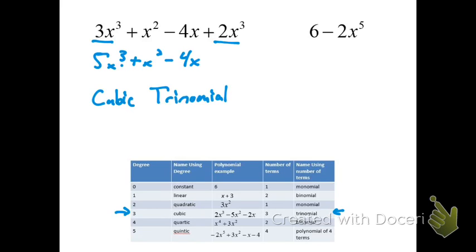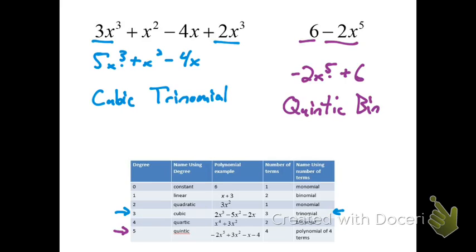Okay, check, check. Now over here, these just need to be reorganized. Now that's still a negative 2x to the 5th, so I need to write negative 2x to the 5th right there. Then I need to put plus 6, because that still is a plus 6. So now it's written in standard form, or descending order. That's a 5 right there, so that means it is a quintic. It has a degree of 5, it's a quintic. Then it has 2 terms, it's a binomial.